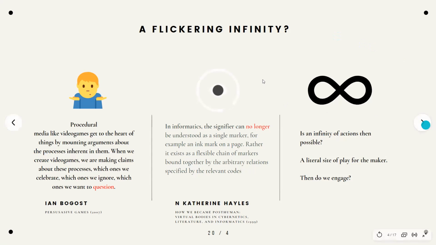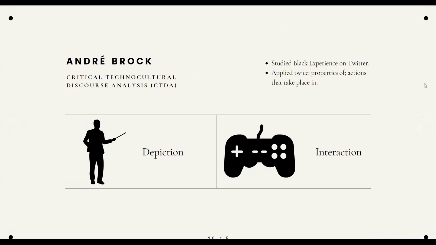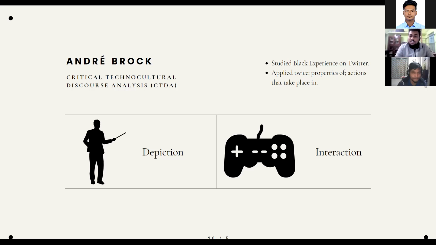Talking about my methodology, I have used André Brock's critical technocultural discourse analysis, referred to as CTDA. Brock uses this concept to study Black experience on Twitter. But what I am doing here is not especially that, but I believe that we can draw similarities here. What he does in that case is he applies his form twice. First, to study the properties of the medium, and then to study the actions that take place in the medium. This might appear a little vague, but I will try to contextualize it more in the context of my study.